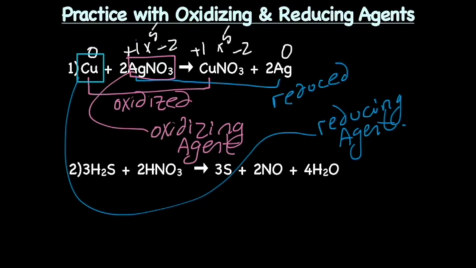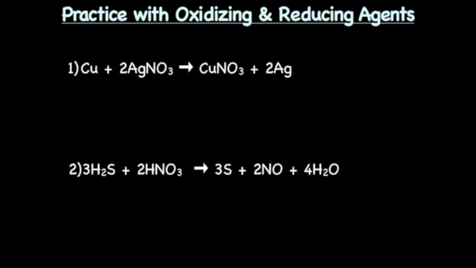Okay, this might sound really bad. It's really not. Let's try another one. Hopefully you'll feel a little bit better. All right, let's start again by assigning oxidation numbers. We know that hydrogens are always +1, and there are 2 of them, which means our sulfur must be -2.